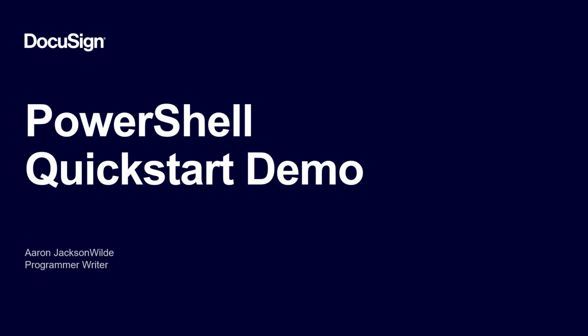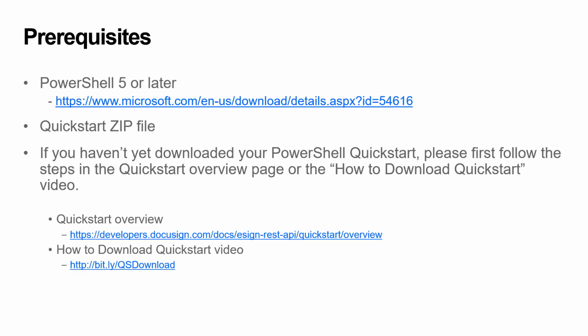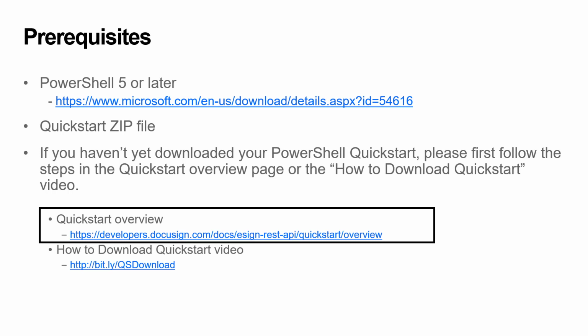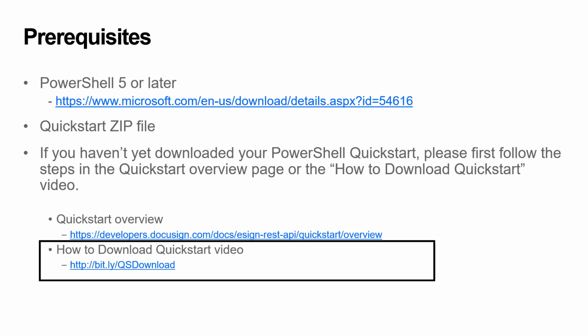In this screencast, I'll walk you through installing and running the PowerShell Quickstart on Windows and the embedded signing code example. To follow along with this screencast, you'll need a Quickstart zip file. If you haven't yet downloaded your PowerShell Quickstart zip file, please first follow the steps in the Quickstart overview page or the How to Download Quickstart video.